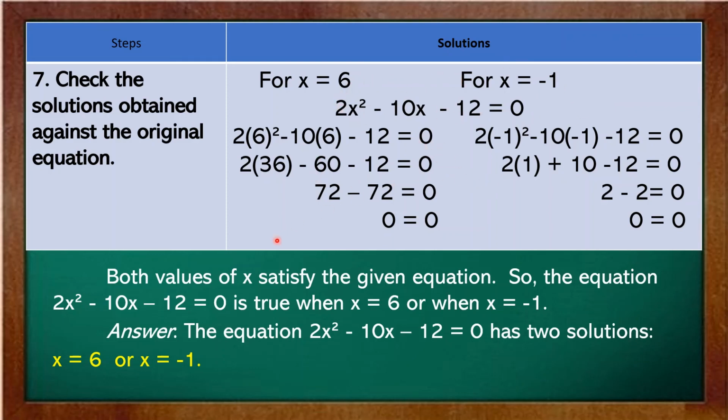Check. Both values of x satisfy the given equation. So, the equation 2x squared minus 10x minus 12 equals 0 is true when x equals 6 or when x is equal to negative 1. So, our answer to the equation of 2x squared minus 10x minus 12 equals 0 has two solutions. And that is x equals 6 or x equals negative 1.